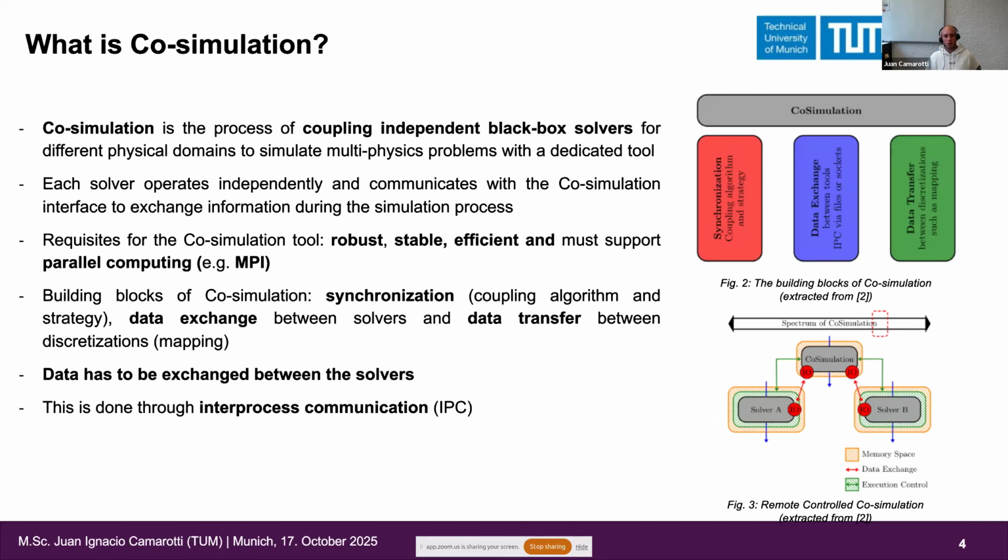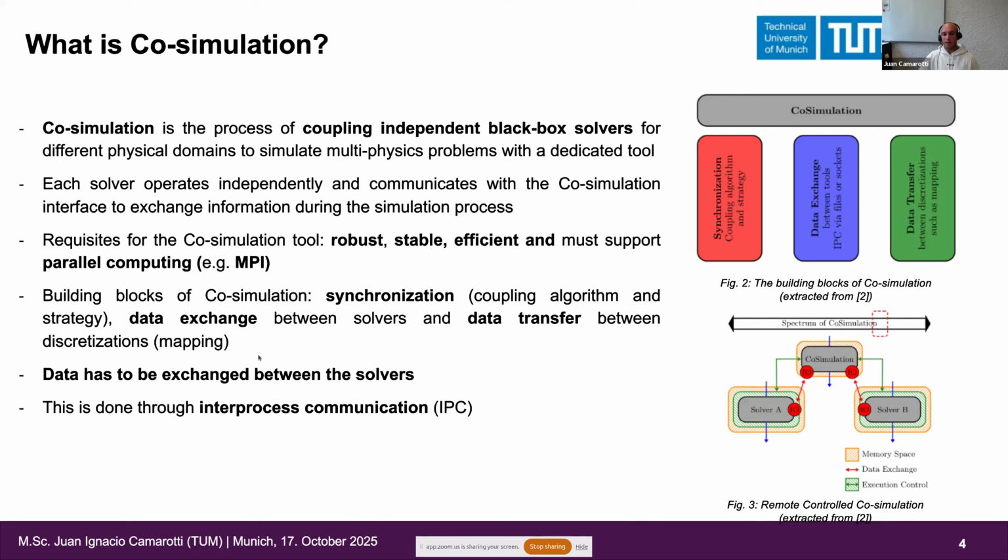So what is co-simulation? Co-simulation is basically the process of coupling independent black-box solvers, which are used for, of course, different physical domains in order to simulate multiphysics problems with a dedicated tool. So here we have a schema of this. We have the co-simulation tool in the middle, and we have different solvers, in this case, two different solvers, which are communicating and exchanging information between them through this co-simulation tool.